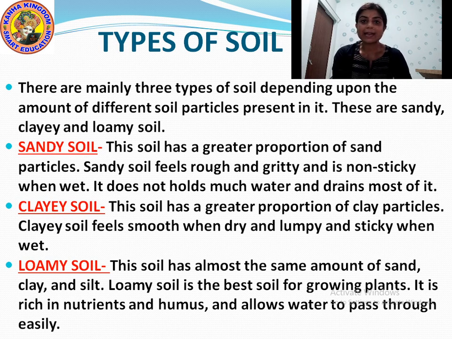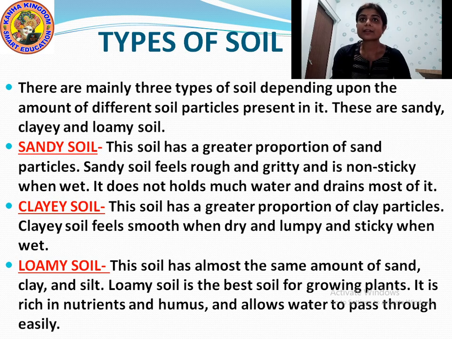Those are sandy soil, which contains sand, clayey soil, which contains clay, and loamy soil, which contains everything: sand, silt and clay. Loamy soil contains all these three particles of the soil, that is sand, clay and silt. Understood? Now see, what is sandy soil?